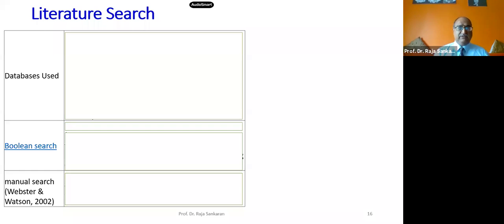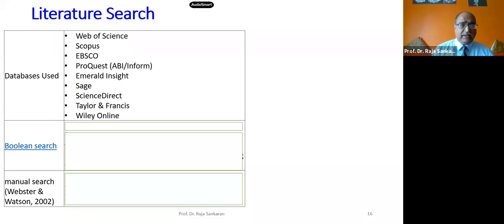Okay. Now, this is what I was talking about, the intelligent search. There are various databases which exist that you could make use of as part of your study. You might be familiar with Web of Science and Scopus. Whichever your university has got access to, you could make use of them. For example, EBSCO, ProQuest, Emerald, Sage, Science Direct, which is from Elsevier, Taylor and Francis, and Wiley. So different databases do exist which you can make use of.